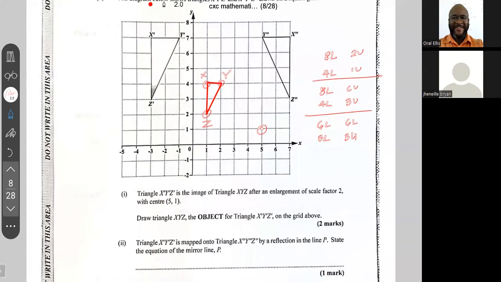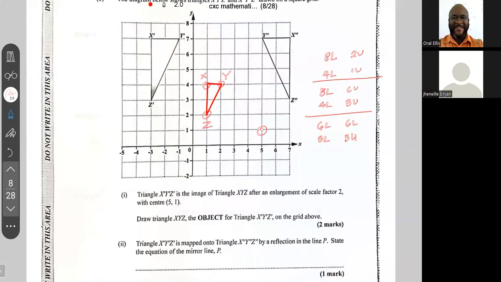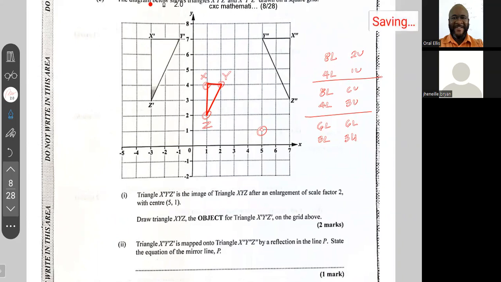Then now we're told that triangle X prime, Y prime, Z prime is mapped onto triangle X double prime, Y double prime, Z double prime by reflection in the line P. We're asked to state the equation of the line P. Now, X double prime, Y double prime, Z double prime is the image of X prime, Y prime, Z prime after reflection in a line that we don't know, the line P. But here's what we know.